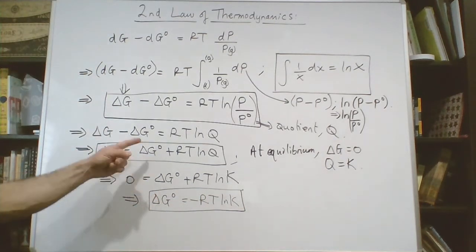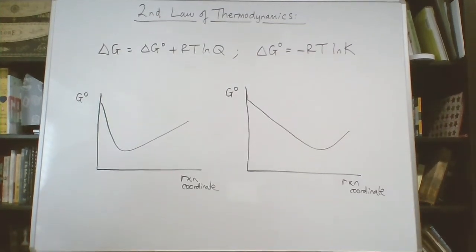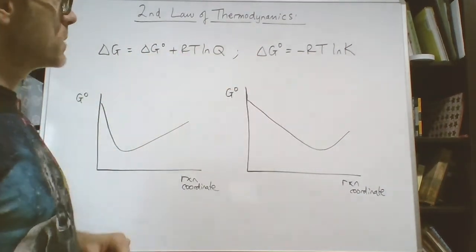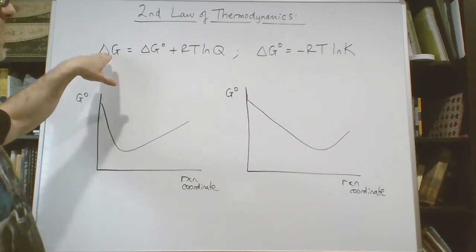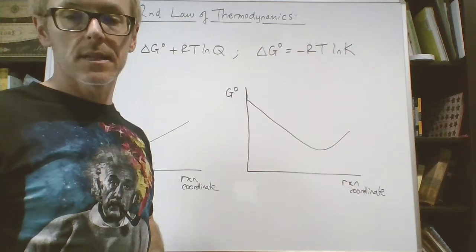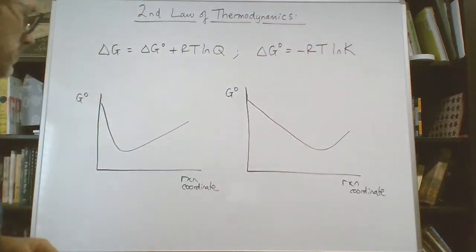So both of these final boxed equations are fundamental in thermochemistry or thermodynamics at the general chemistry level, and you would be expected to solve problems using these equations. So on the previous slide, we arrived at these two fundamental equations, both for the non-standardized Gibbs free energy change and the standardized Gibbs free energy change under non-equilibrium and equilibrium conditions, respectively.